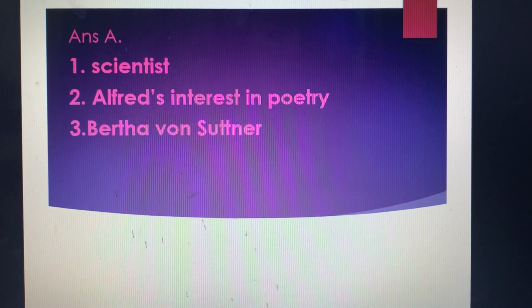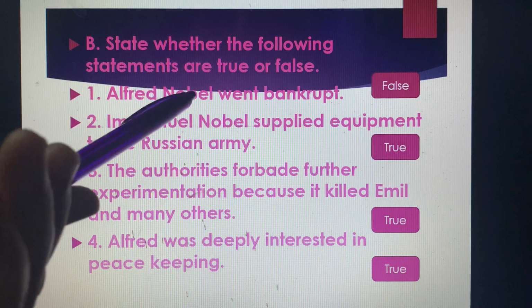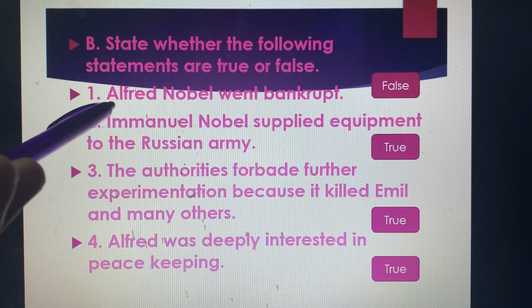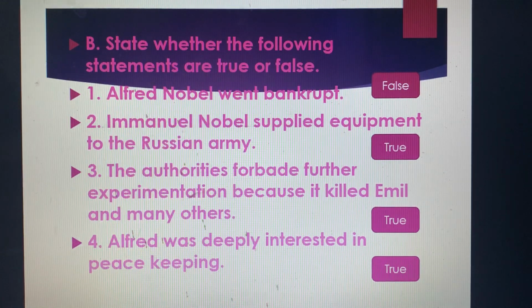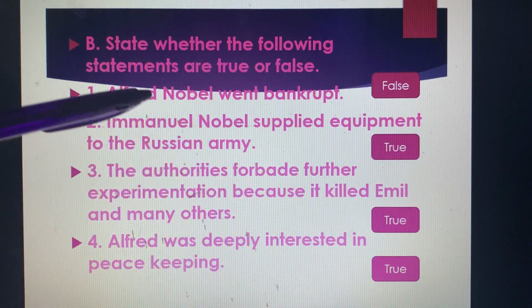So these are the answers of those questions which I discussed previously. Next is B part, and this is again on page number 34. State whether the following statements are true or false. First is, Alfred Nobel went bankrupt. It is true. No, Emmanuel Nobel went bankrupt.